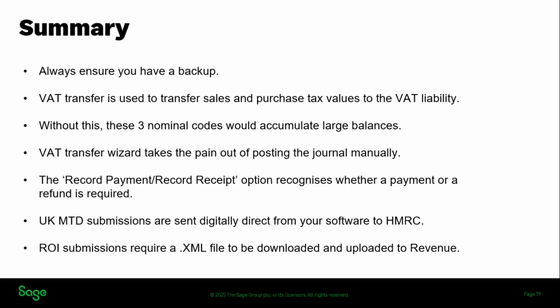Now, without these, what you'll find is those nominal codes will just start to accumulate large balances. Okay, so they may just look a little bit odd when you start to look at them in the trial balance. The VAT transfer wizard is designed to do the hard work for you. So at the click of a button, it will do the postings for you. It takes care of the debits, the credits, the dates, the nominal codes, etc. The record payment or receipt option will recognise whether it's a payment or a refund. And again, it takes some of the posting stress away. So it uses the correct nominal codes, and the values are pre-populated for you.